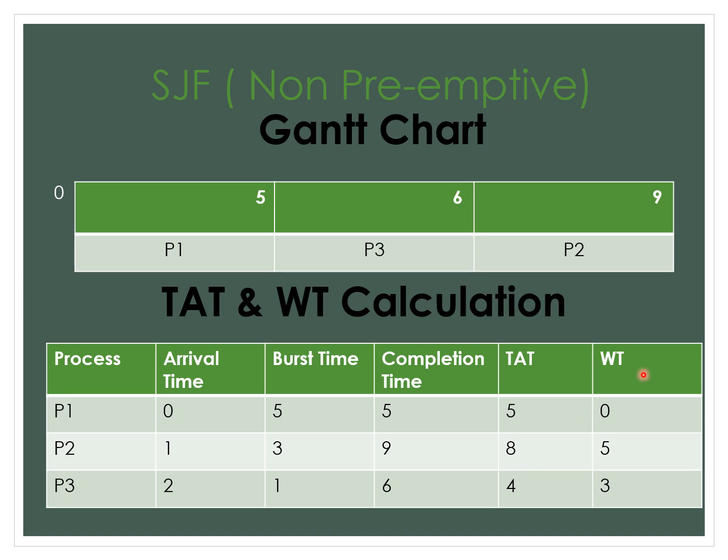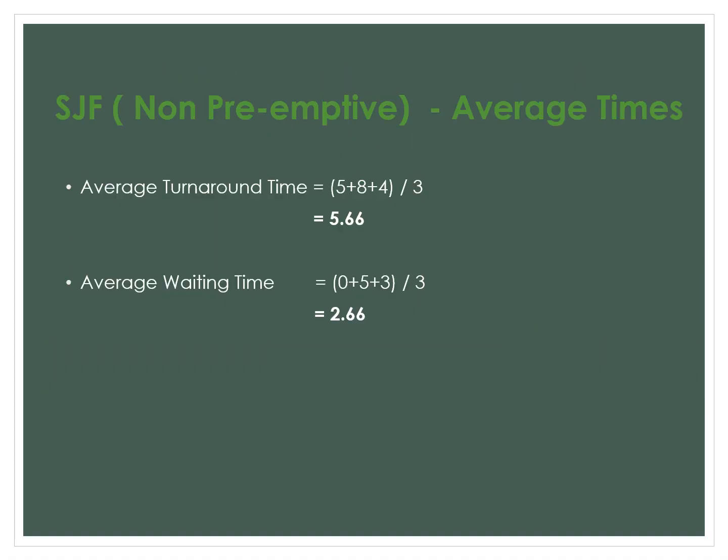Waiting time is equal to turnaround time minus burst time. So 5 minus 5 equal to 0. 8 minus 3 equal to 5. 4 minus 1 is equal to 3. So the average time for shortest job first is 5.66 and 2.66.